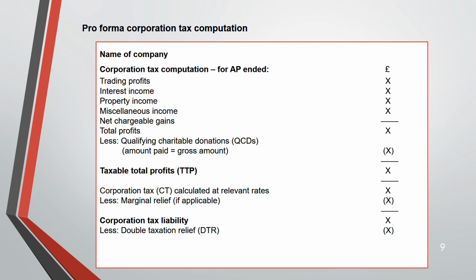From there you deduct double taxation relief. Now, double taxation relief we have studied in inheritance tax. From quick succession relief we deduct DTR. Here we don't have QSR, we just have DTR. Then we get corporation tax payable. First is liability, we deduct DTR and then payable.